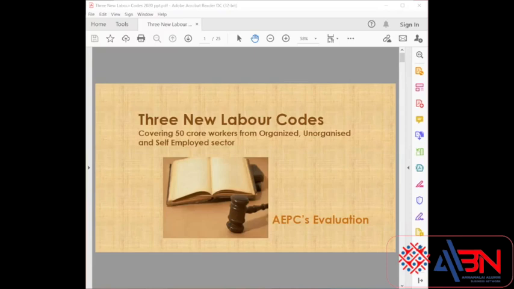First, I would like you to understand that labor code falls under the concurrent list, which means both the central government and the state government can make laws related to it. The 4 laws that we have, one is the wages, the second is the industrial relations, then you have the social security, and then we have the OSH, occupational safety, health and working conditions.